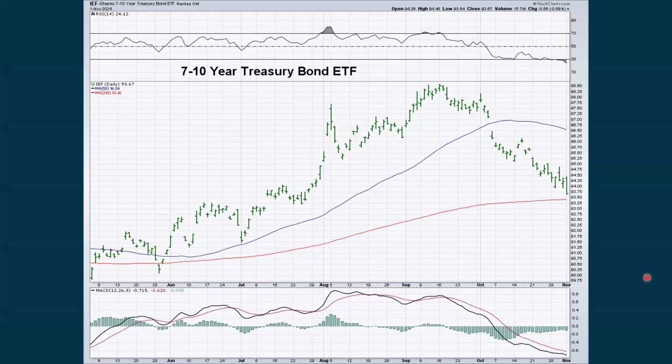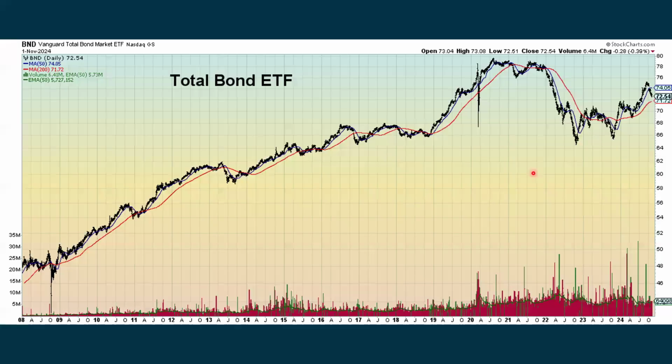Keep an eye on bonds, where we've been really coming down with the 7 to 10-year bond ETF, and that means the 7 to 10-year yield has been going up. The total bond ETF is seeing some weakness here, but still in an uptrend.